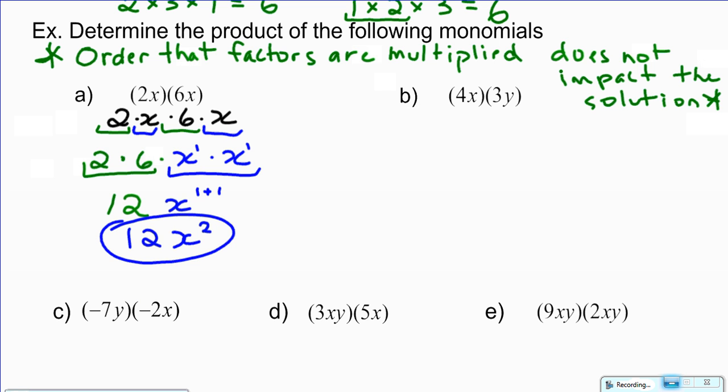Taking a look at our second example, we're going to do the same thing. So we start with 4 times x times 3 times y. We're going to rearrange so that way our like terms are together.